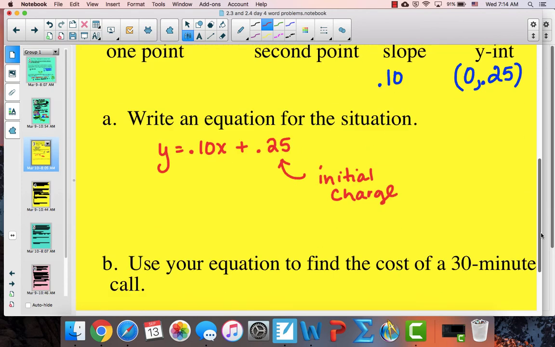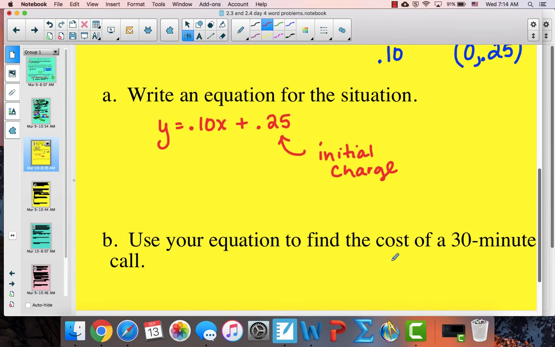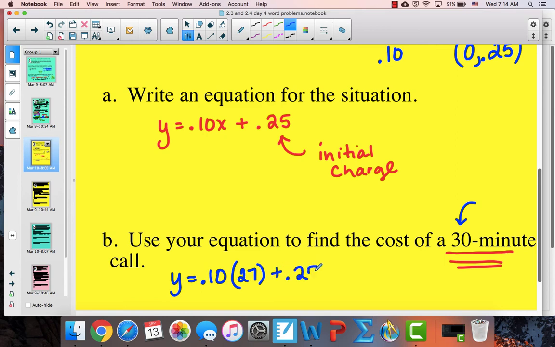So then it asks you, use your equation to find the cost of a 30-minute call. Now, the only thing we have to do here is we really have to think about it, because remember, it was 25 cents for the first 3 minutes. That was the initial charge. So if I'm doing a 30-minute call, that means for x, I really only have to charge myself for 27 minutes. So I'm going to plug in 27 for x. And now I'm going to simplify.